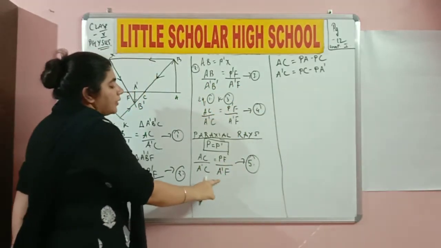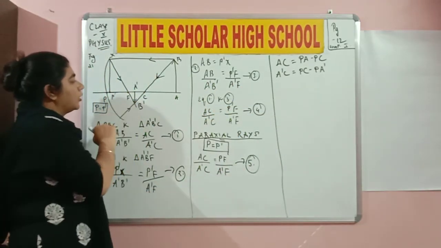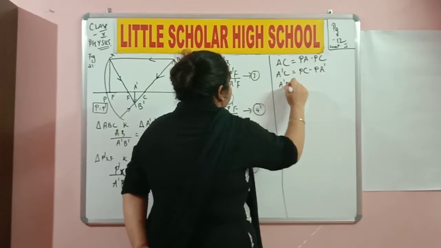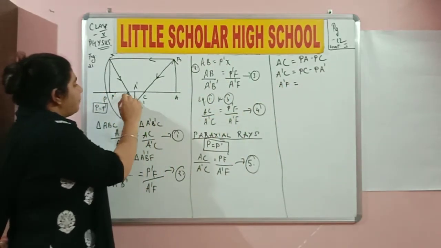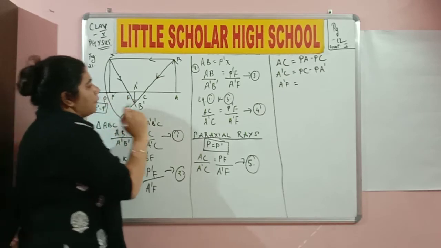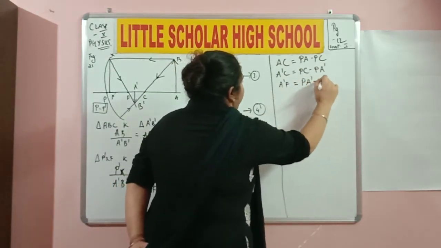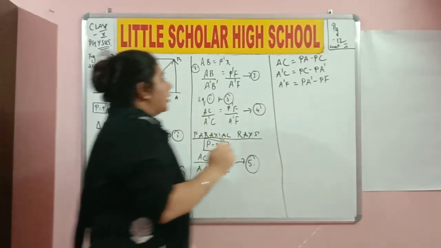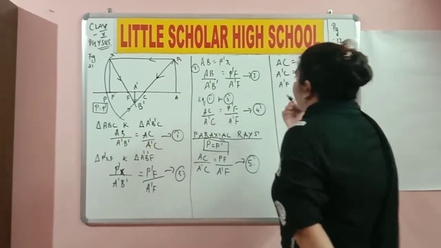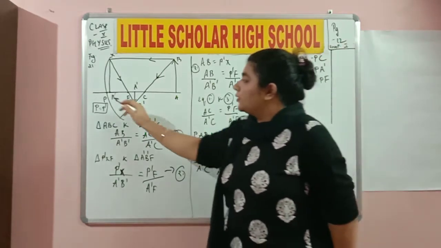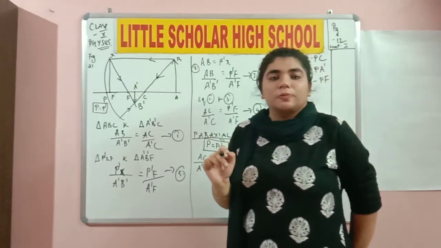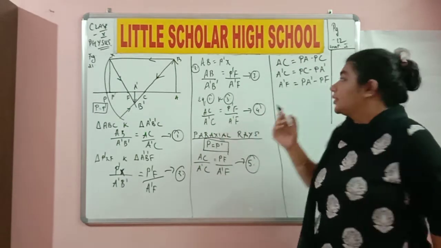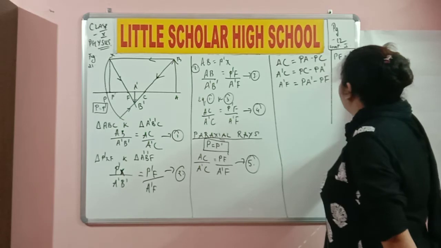Okay, now the next one, A dash F. Can you see A dash F over here? How can I write A dash F? A dash F can be written as PA dash minus PF. Okay with everybody now? Now you need to understand from the previous videos what will be the value of PF. PF is nothing but the distance between the pole and the focal point, which is nothing but the focal length. So PF is equal to F.